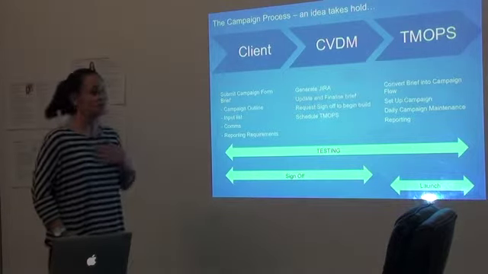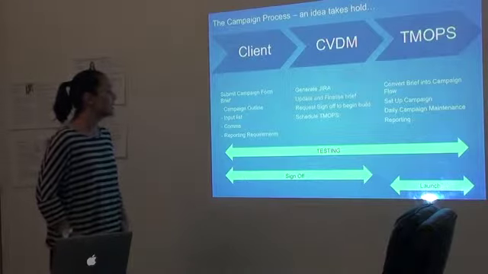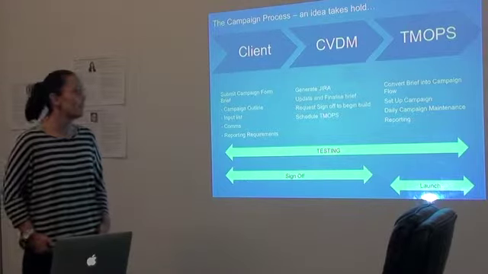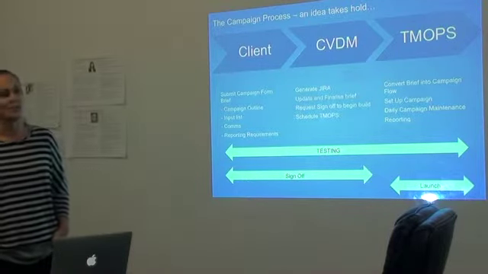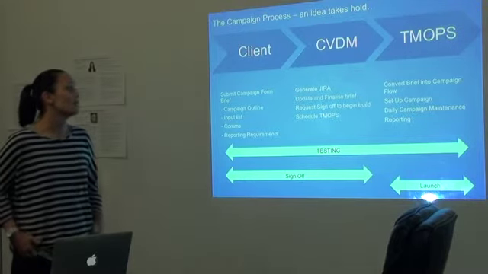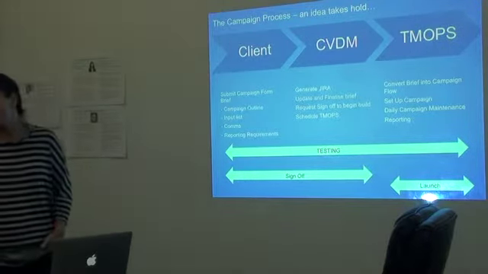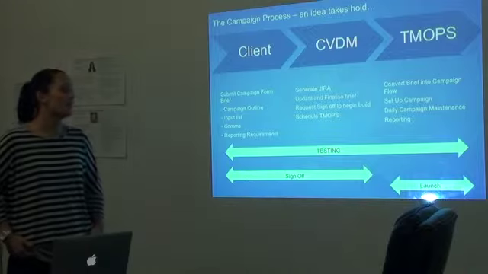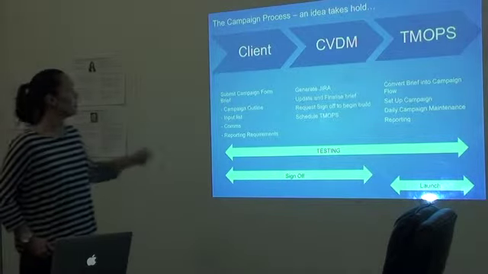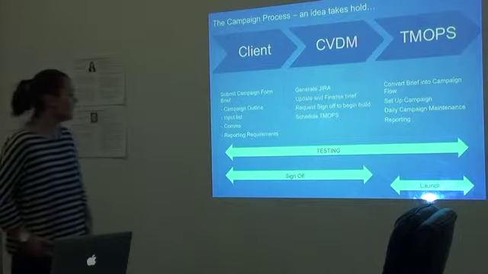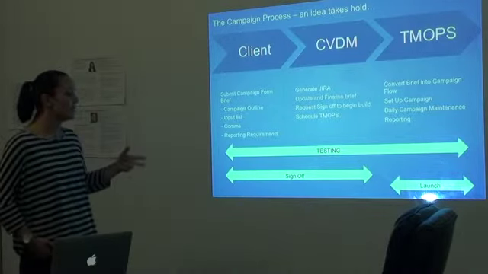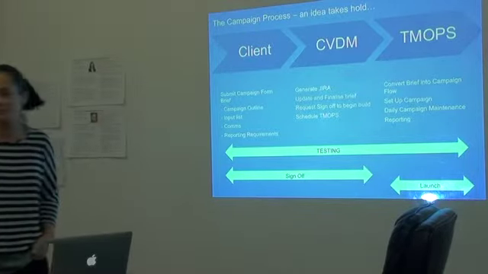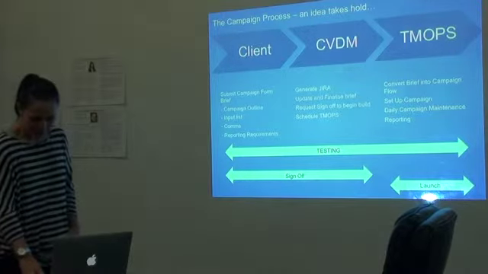The CBDM, which is me in this particular case, generates a JIRA ticket, updates and finalises the brief, and then goes back to the client, asks for sign-off, and then schedules in team ops, which in this case is Koi. Koi's job is then to convert the brief into an understandable and usable campaign flow, which is the source of truth. He then sets up the campaign, does daily campaign maintenance and reporting. Everybody across these three groups is responsible for testing. The client and the CBDM then work together to generate the sign-off, and Koi, who's our team ops, is responsible for launching a beautiful campaign.